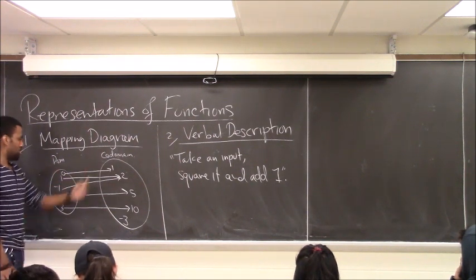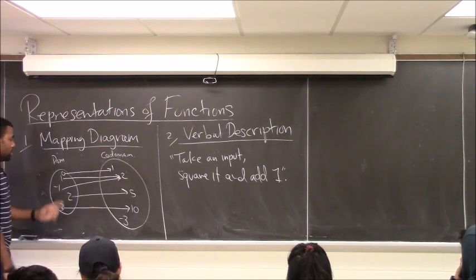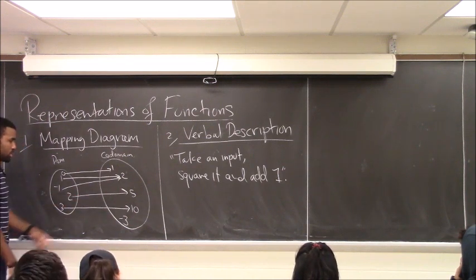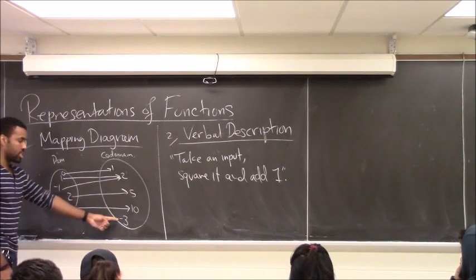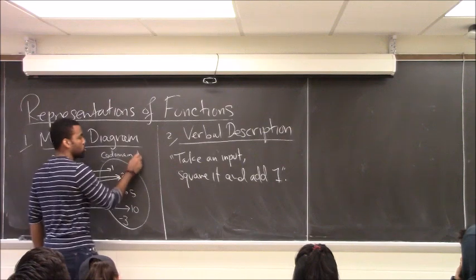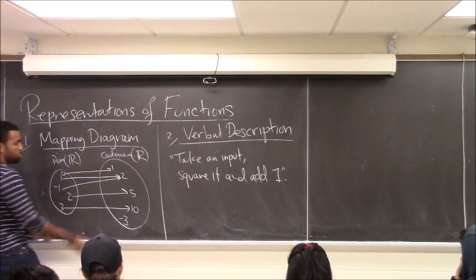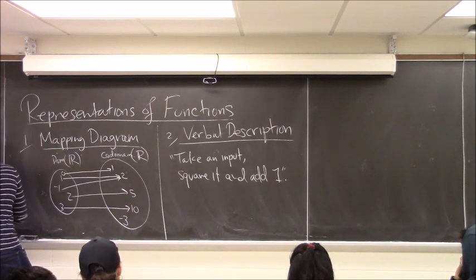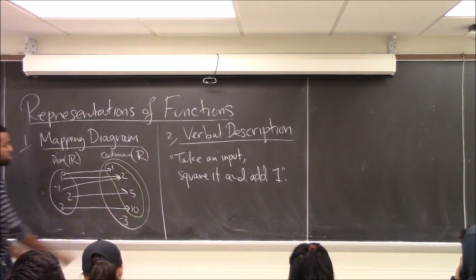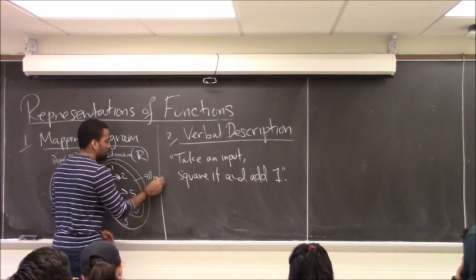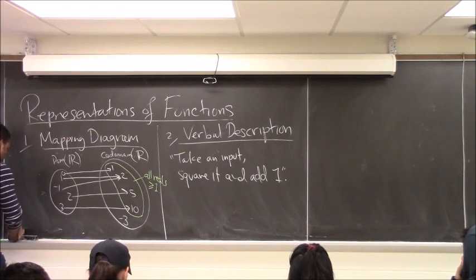So 0 squared plus 1 is 1, 1 squared plus 1 is 2, -1 squared plus 1 is also 2, 2 squared plus 1 is 5, 3 squared plus 1 is 10, and if you take any real number and you square it and add 1, you will never hit -3 if the codomain is also the real numbers. So the domain is the real numbers here and the codomain is the real numbers. And remember, we said the range is the set of all outputs. So in this particular case, the range is all reals greater than or equal to 1 in order to be an output of this particular rule. So that's a rule.